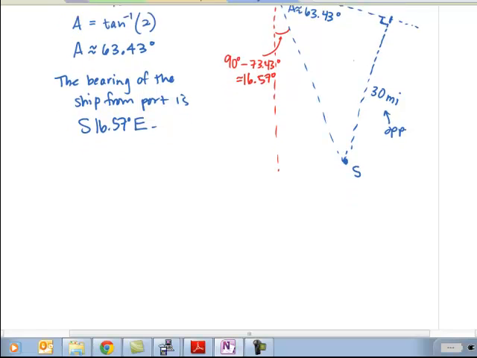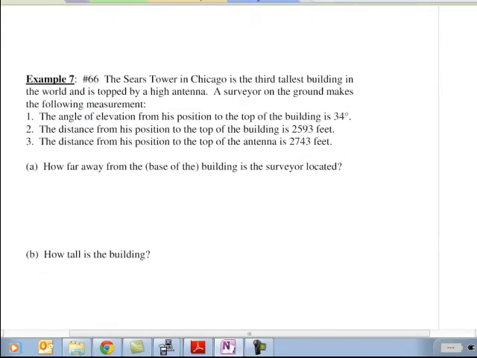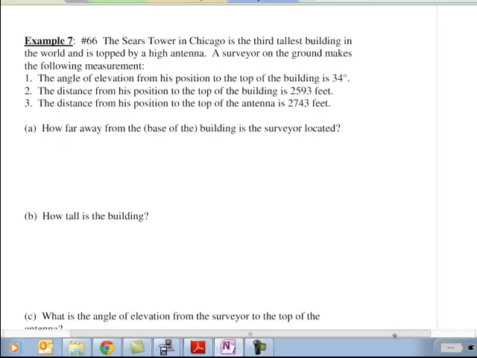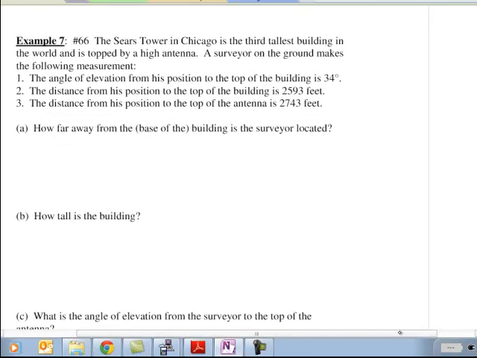All right, then a couple more examples here. These word problems can be tricky, so I wanted to get enough examples that you can get through the problems on the exam and in the homework. So we've got Sears Tower in Chicago, the third tallest building, topped by a high antenna. A surveyor on the ground makes the following measurements. So surveyor here, building, and then antenna on top of the building.